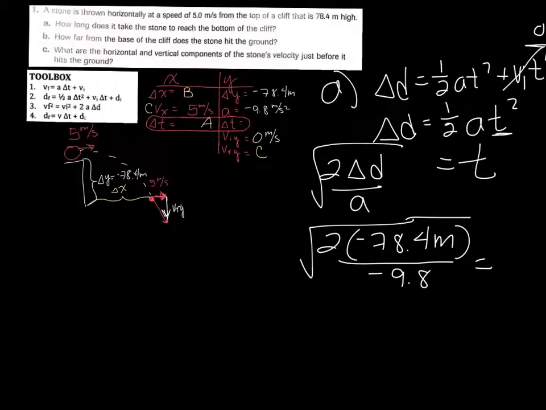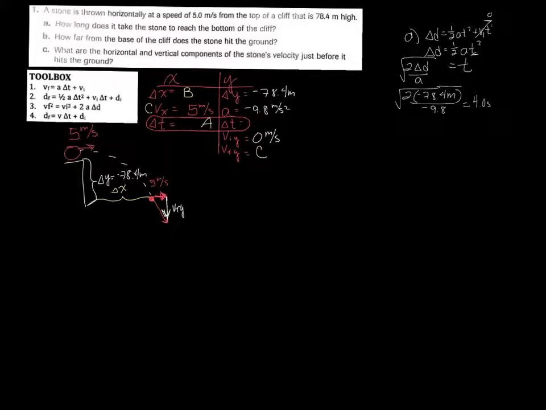When you calculate that, you should get 4 seconds, or 4.0 seconds, because we have two numbers given in our problem, 5.0 and 78.4. The 5.0 has 2 sig figs, 78.4 has 3 sig figs. I'm going to go with the fewer number of sig figs, so 2. So 4.0 is my final answer for part A.